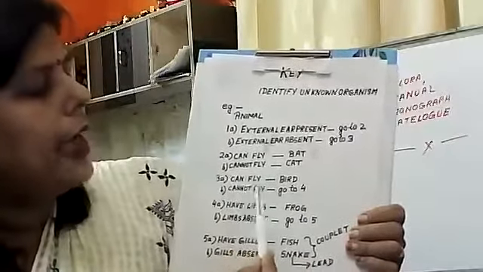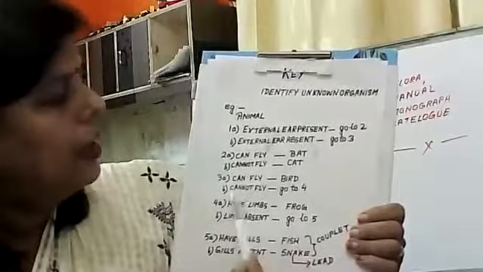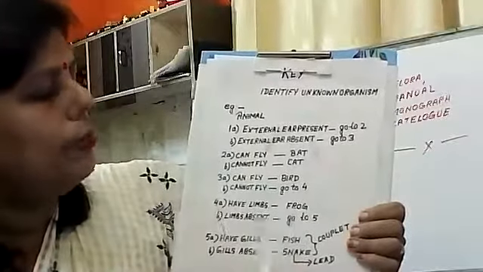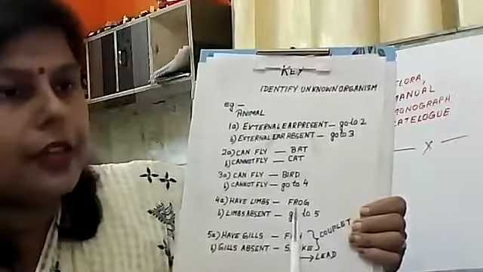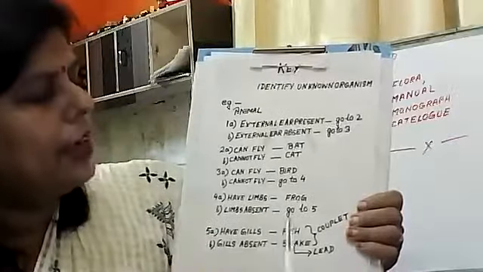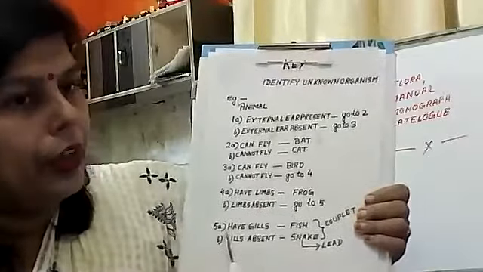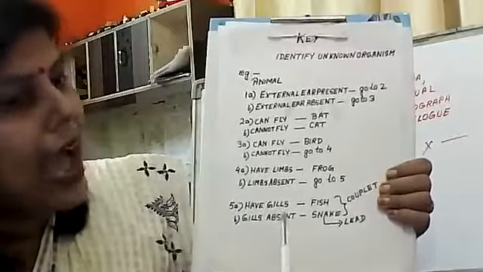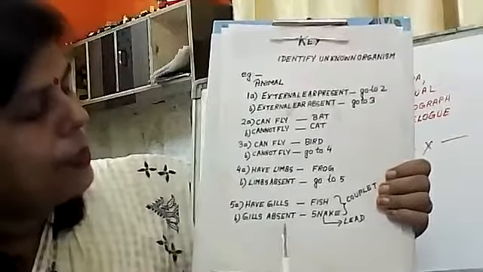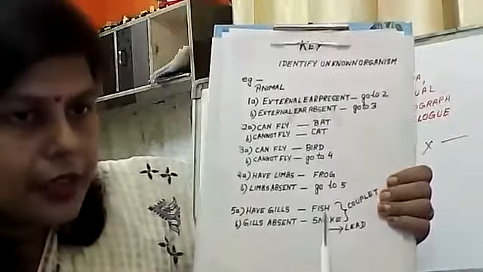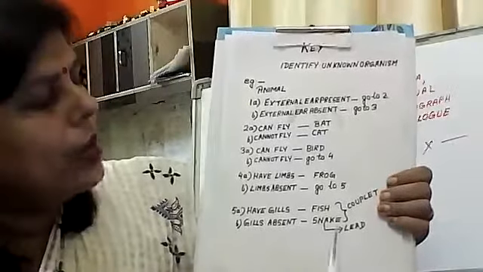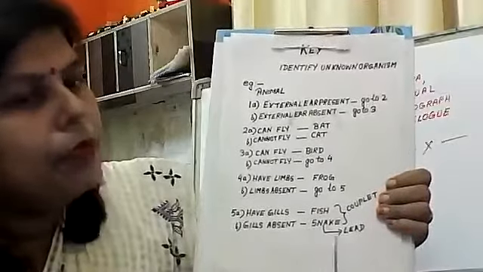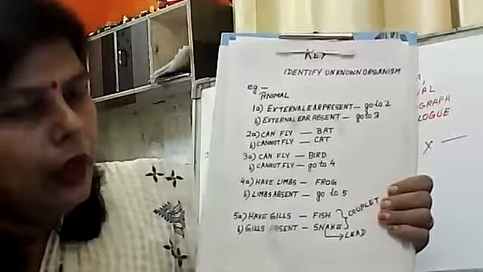Here, can fly, it may be a bird. Cannot fly, you have to go to point 4. In point 4, again two options are there. Have limbs. If limbs are there, it is a frog. If limbs absent, then you have to go to point 5. In point 5, gills present, gills absent. If gills are present, it is a fish. If gills are absent, then it is a snake. So ultimately you will come to a particular conclusion.